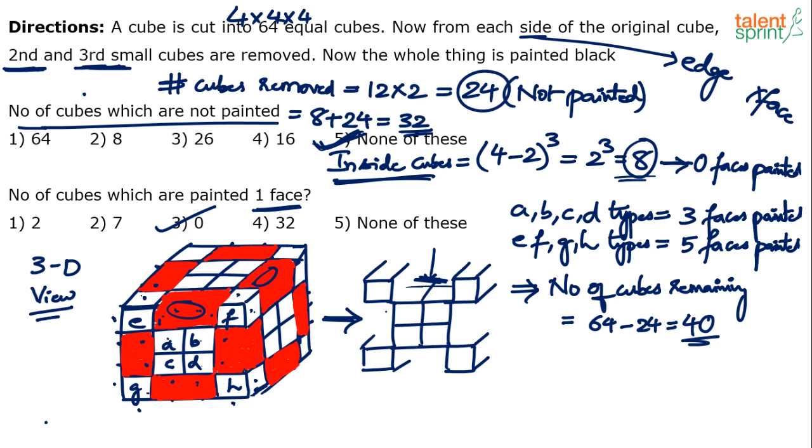1 face painted, 0 cubes. Now 2 faces painted. Tell me how many cubes are there where 2 faces are painted? There won't be any cube where 2 faces are painted.